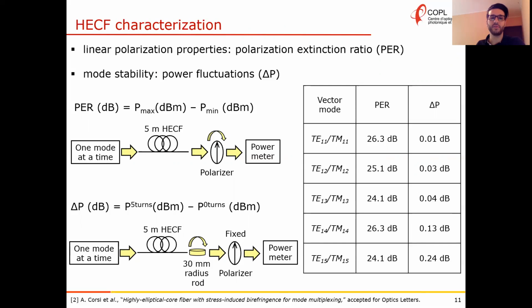And then for power fluctuations, we turned the fiber around a 30-millimeter radius rod. We fixed the polarizer, and then we measured the powers after 5 turns. And we found values for power fluctuation lower than 0.24 dB. So this means that the modes were quite stable. And again, those results can be found in the paper below.